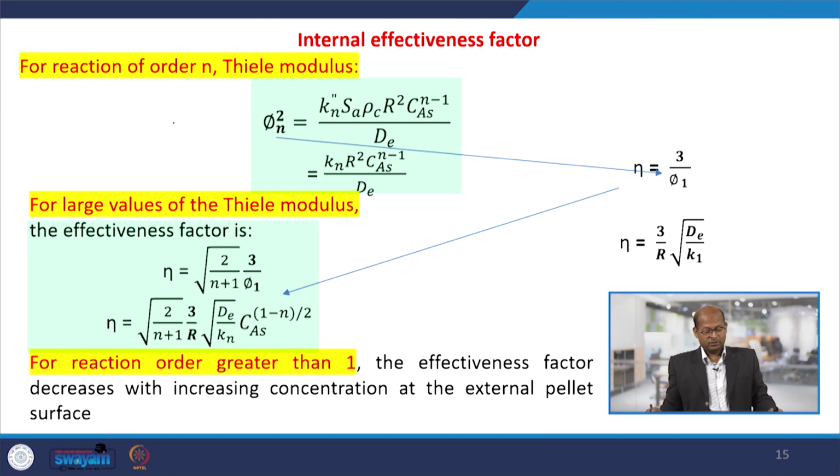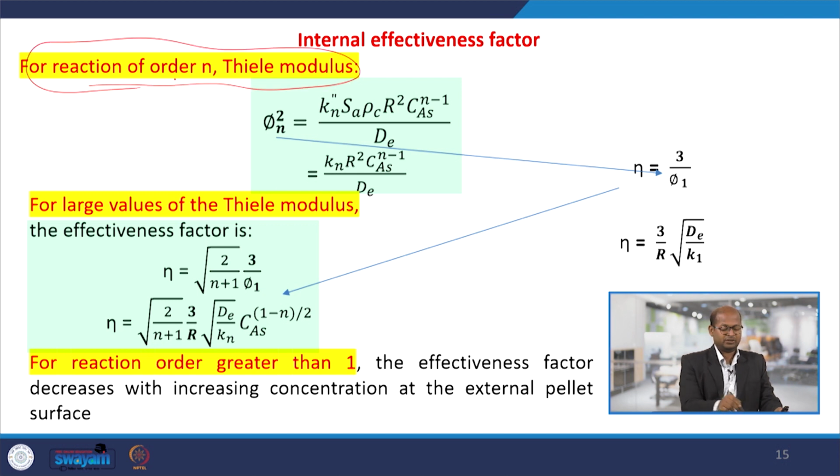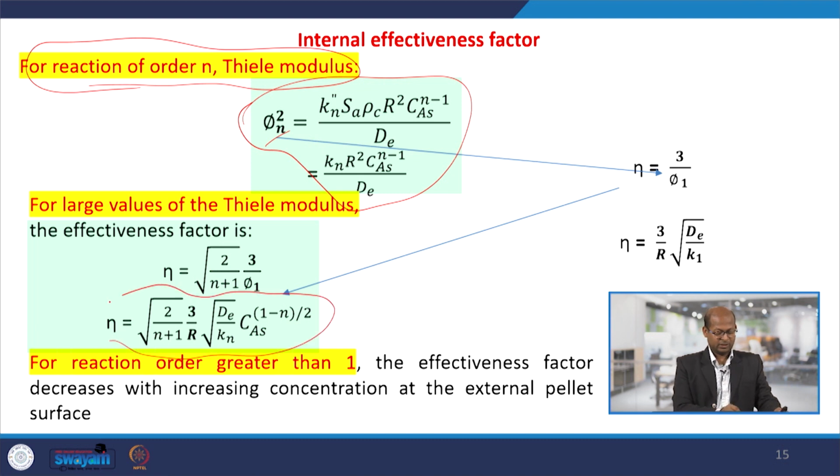Okay. So, this is the take-home message. Also, the Thiele modulus we can express in a different way for nth order reactions, or generalize it. So, this is phi n that we have discussed, phi n square equals this, for nth order reactions. And if you substitute that into the effectiveness factor, this way also we can express it for nth order reactions.